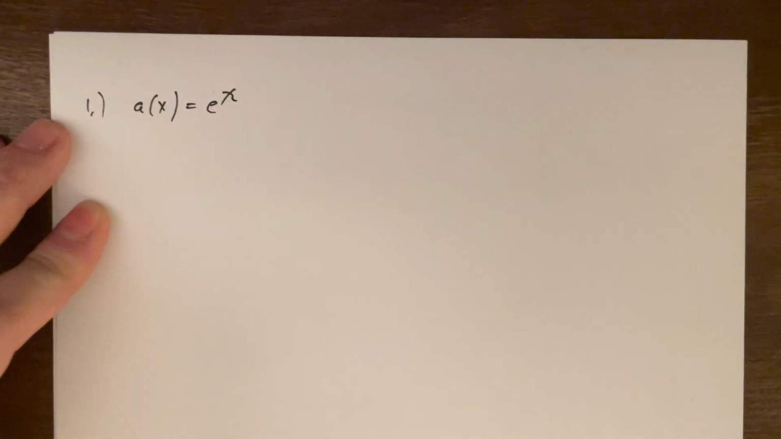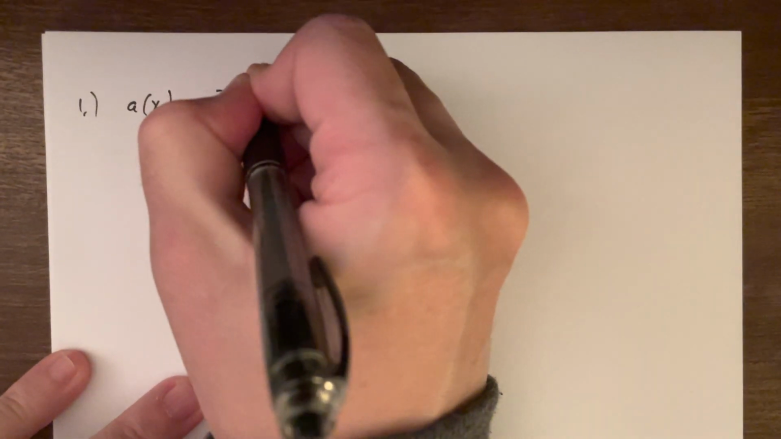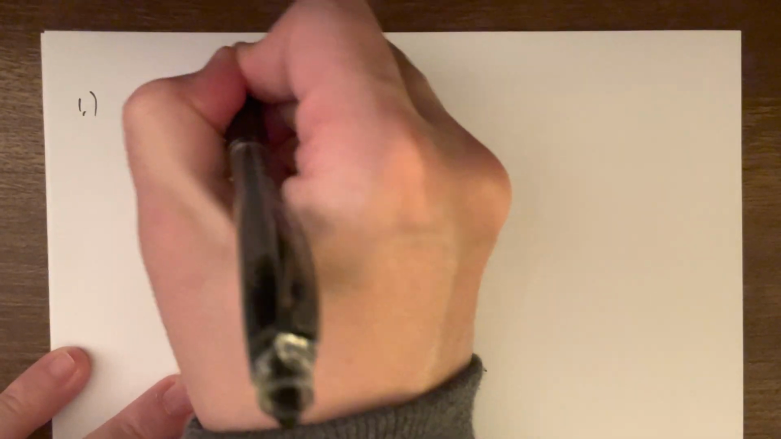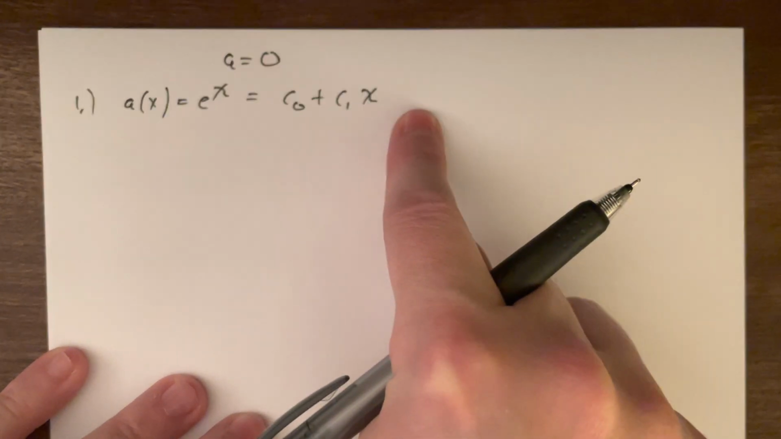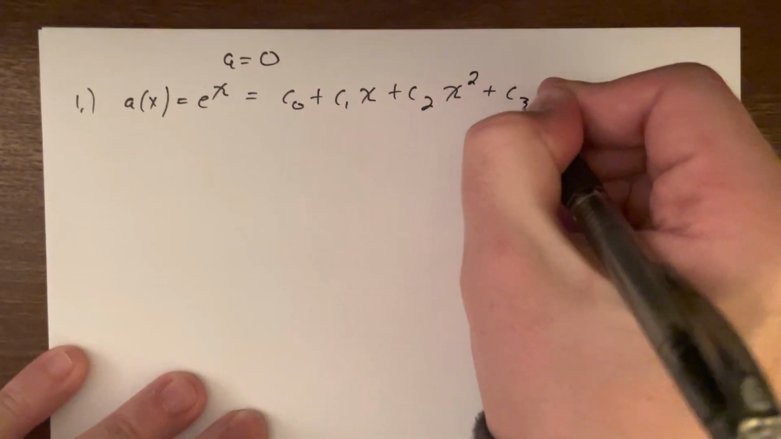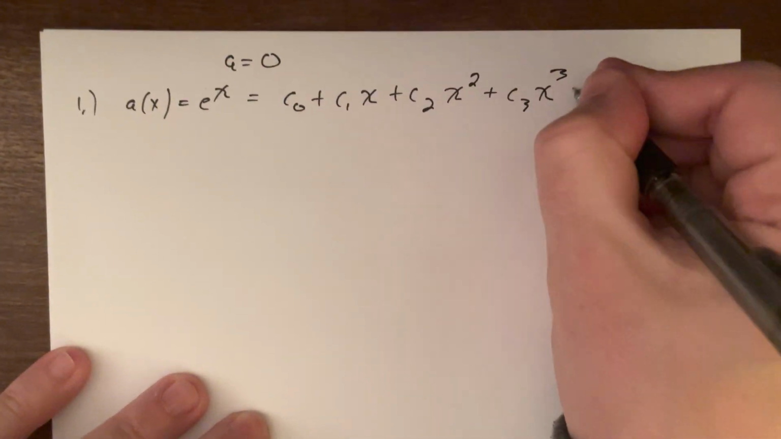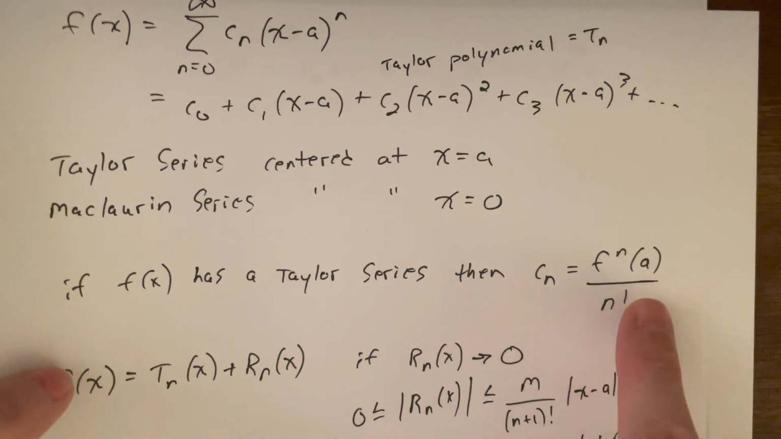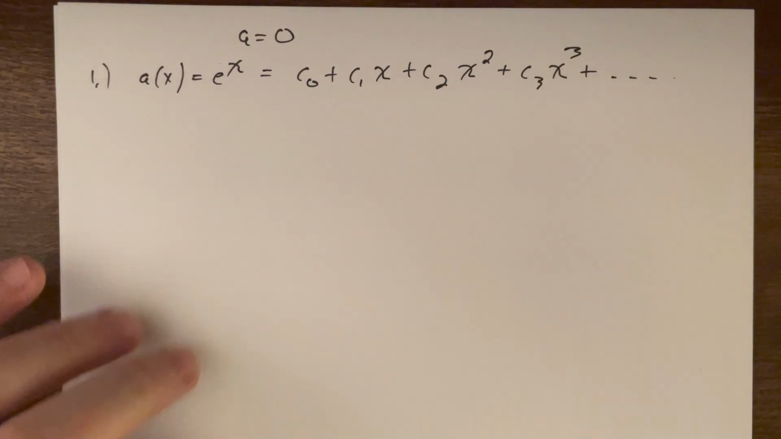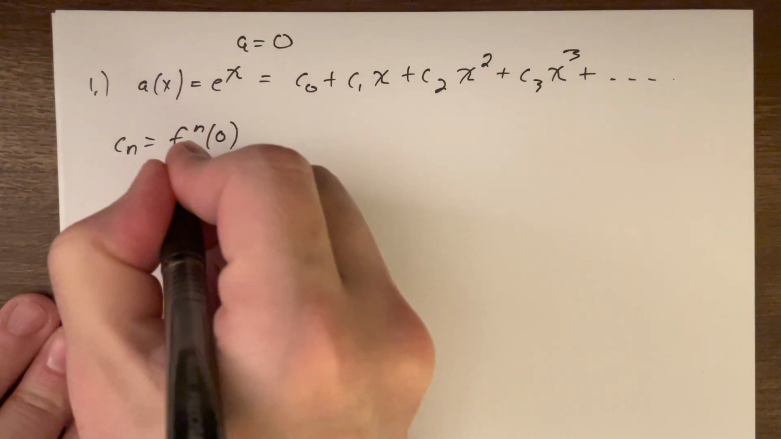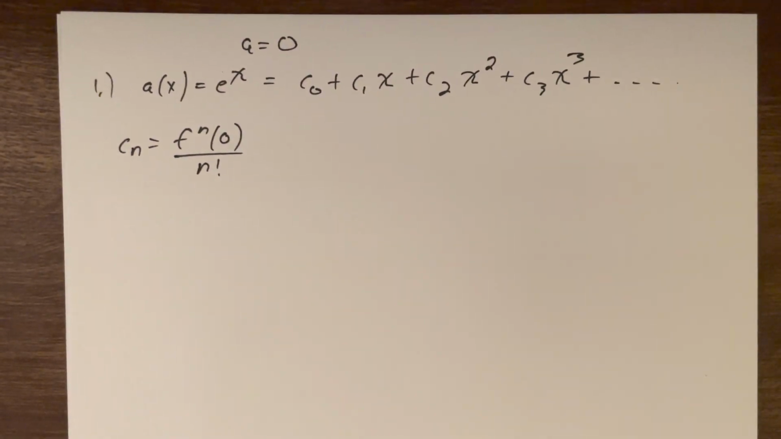We had a of x is e to the x. So e to the x is going to be equal to some c sub 0 plus c sub 1 times x, again my center is 0, so x minus a is just x, plus c sub 2 times x squared, plus c sub 3 times x cubed. And that continues. And again, this comes right back from page number 1, where my c's come from this. So c sub n is the nth derivative at a equals 0 over n factorial.